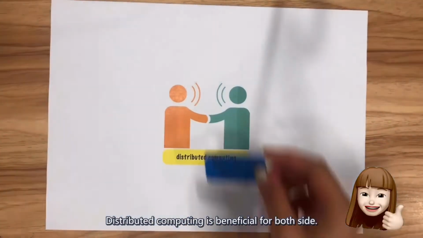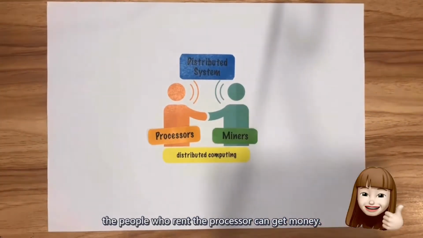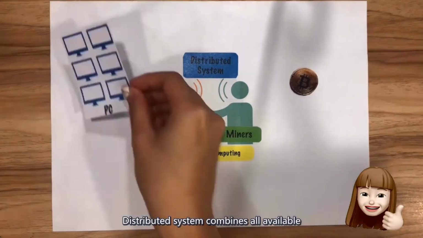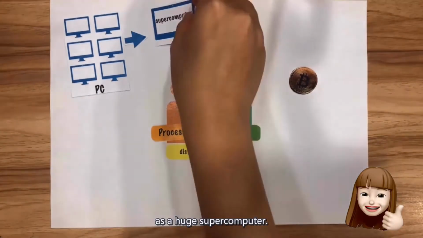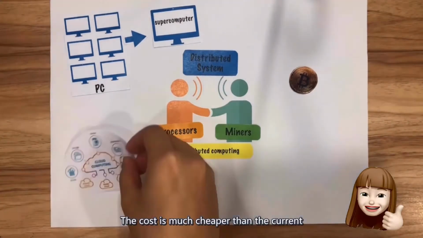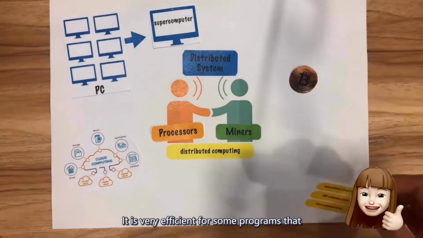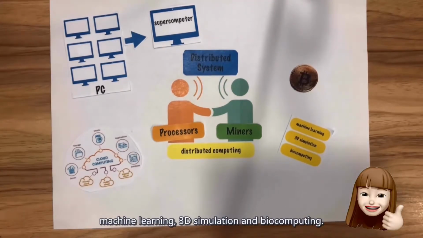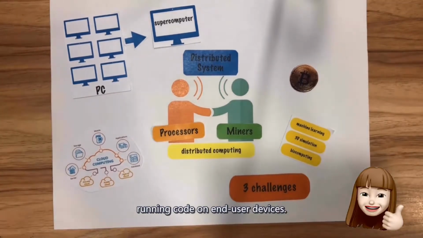Distributed computing is beneficial for both sides. Not only the developer but also the people who run the processors can get money, for example, in Bitcoin mining. A distributed system combines all available CPUs to achieve the same computing ability as a huge supercomputer. The cost is much cheaper than current cloud computing services. It's very efficient for programs that require a lot of computing power, such as machine learning, 3D simulation, and biocomputing. However, there are three key challenges in running code on end-user devices.